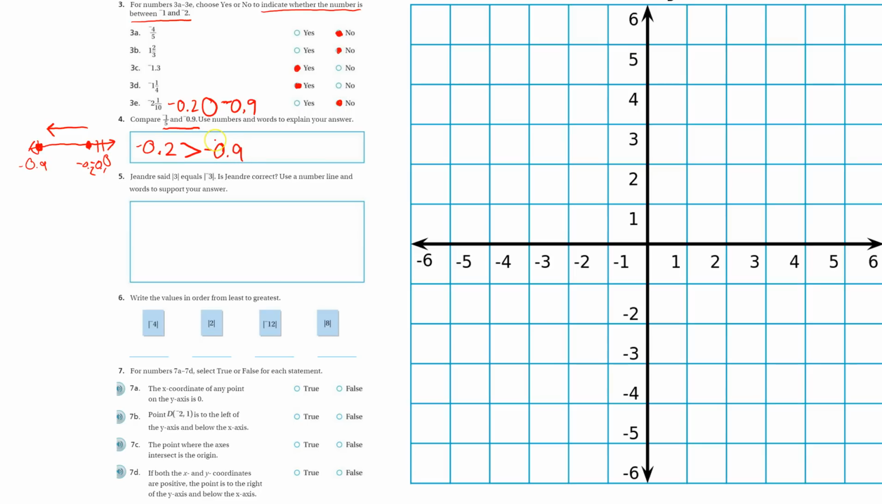And then use numbers. There's my numbers and words. -0.2 is further to the right. So it is more valuable.